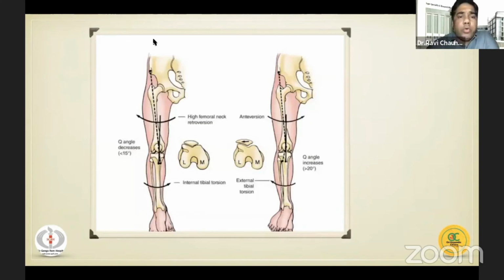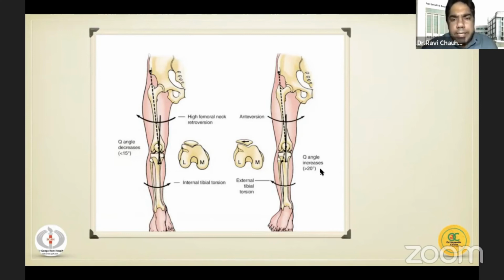Here, how is the Q angle affected? High femoral neck retroversion and internal tibial torsion: in this, the Q angle decreases. The other part is the anteversion at the femur and external tibial torsion: in this, the Q angle increases.